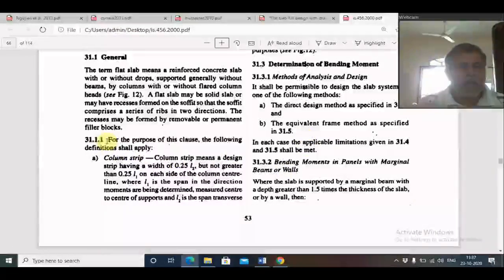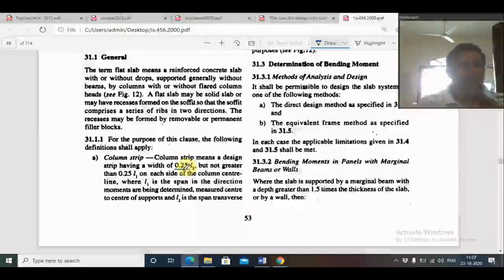As per clause 31.1, the column strip dimension is 0.25 L2 on either side of the center line of the column, but it should not be greater than 0.25 L1. That means the least of these two values has to be used for the width of the column strip.